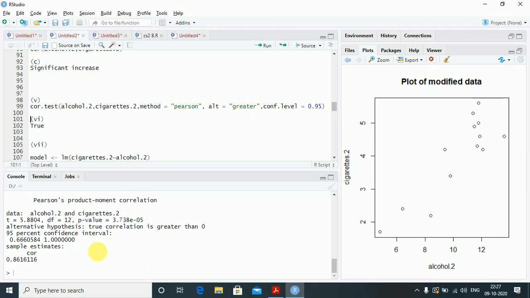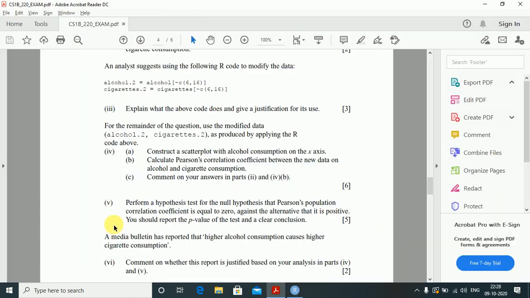So testing this, if you see, we get a p-value which is much less than, almost 0. So since we have a p-value which is less than 0.05, we have sufficient evidence to reject H0, that the true correlation is equal to 0. We accept the alternative hypothesis that the true correlation is greater than 0.